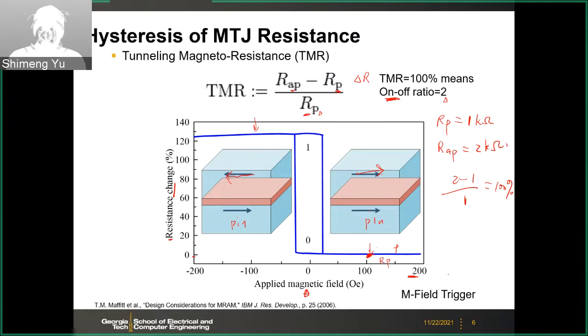And here, this is the magnetic field triggered switching. You need to apply an external magnetic field. Of course, in practice, in the real circuit, you won't have the external magnetic field. This is for testing purposes. When you make the real integrated circuit, you cannot rely on an external field to switch.